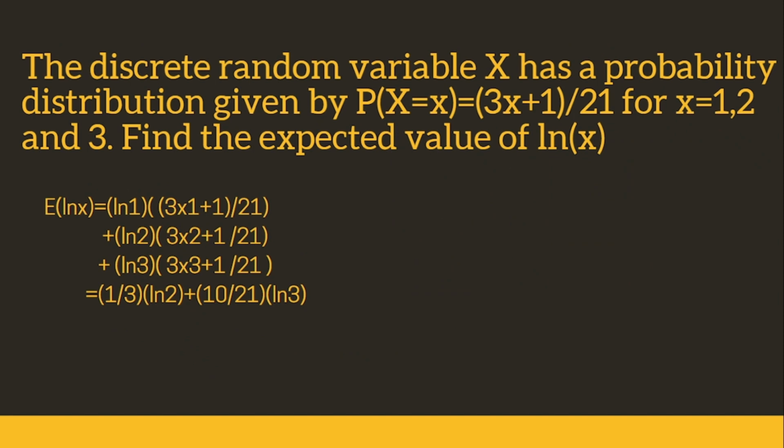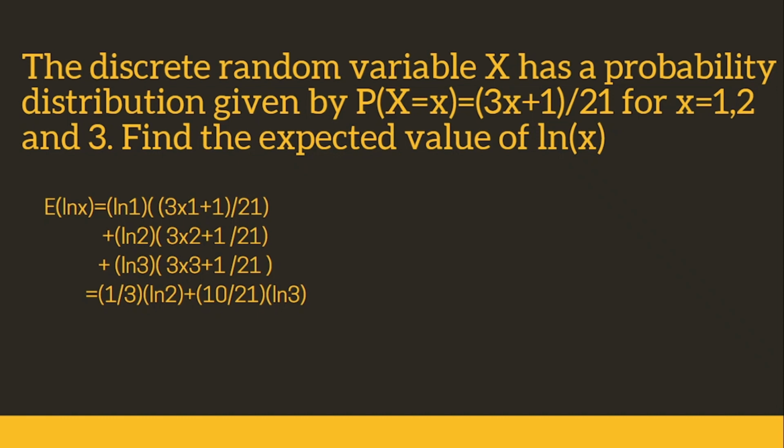The discrete random variable has a probability distribution given by P(X = x) equals (3x plus 1) over 21, for x equal to 1 to 3. Find the expected value of log x. What happens is that we are going to take the probability and multiply it by the value log x. So we have log 1 first, times (3 times 1 plus 1) over 21, plus log 2 times (3 times 2 plus 1) over 21, and so on and so forth.